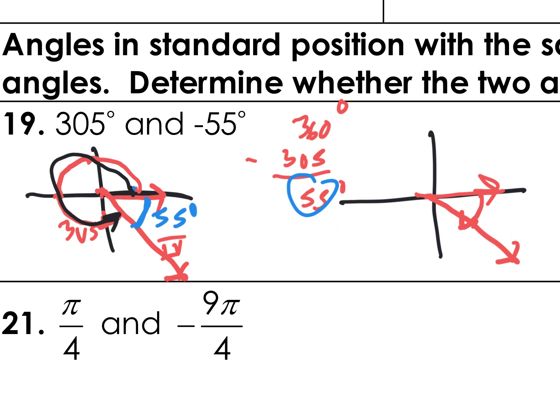Well, interesting question. This is my negative 55 degrees here, which looks exactly like the 55 degrees that I wrote here. So are they coterminal? They have the same terminal side, so they are coterminal. Yes.